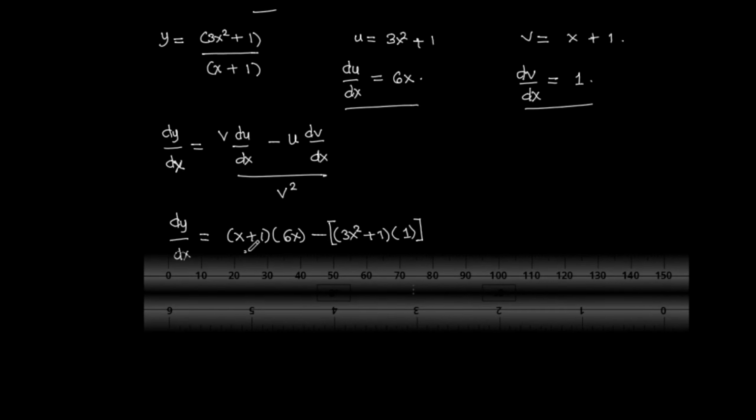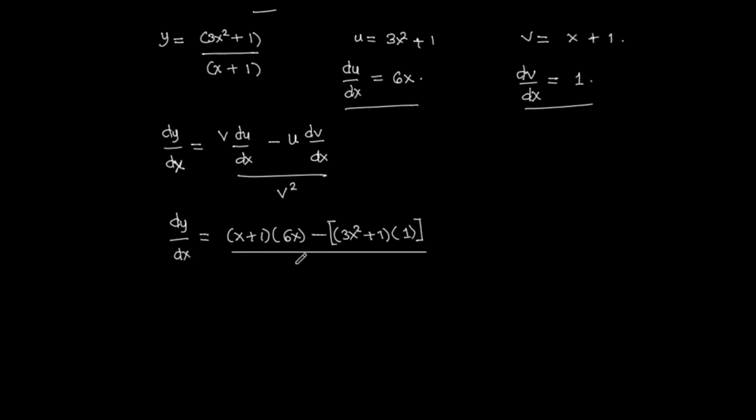Now we can close our bracket and go ahead dividing it by our denominator, and our denominator this time is v squared, because v is x plus 1, so we have here x plus 1 all squared. So we can go on and simplify the numerator of this expression.